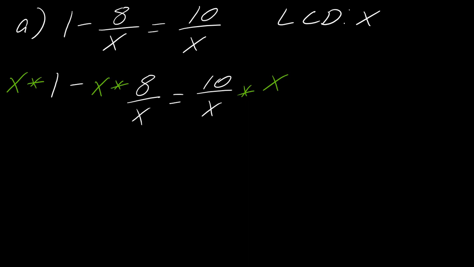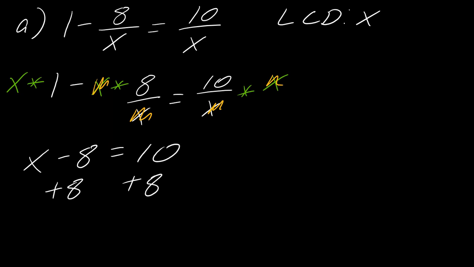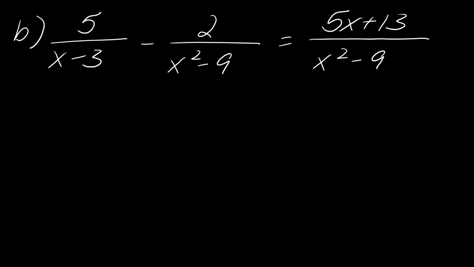Okay, now in this case, once I multiply by the LCD, everything becomes easy peasy because these x's drop out and these x's drop out. So then I'm just left with the equation x minus 8 equals 10. From here, I can just go ahead and add the 8 to each side to get x equals 18. So that's the spirit of what we're trying to do. And so now let's just increase the level of complexity. Okay, so I have another example here now.